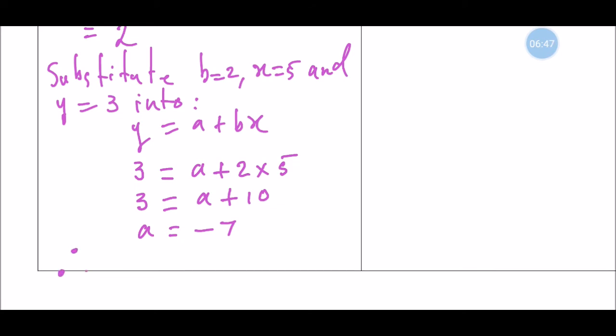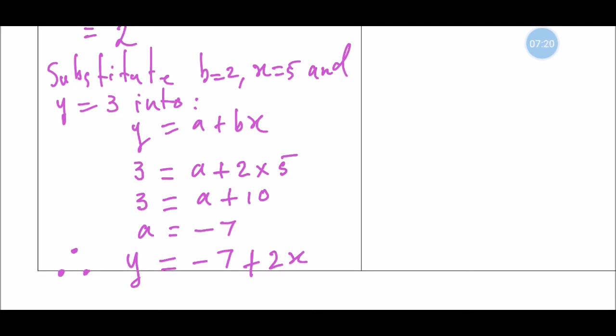Therefore, now all we have to do is replace the a and the b in the general form of a linear equation y equals a plus bx. Replace the a and the b with the a and b values that we found. Just substitute them in. So y equals -7 plus 2x. Nice and easy.